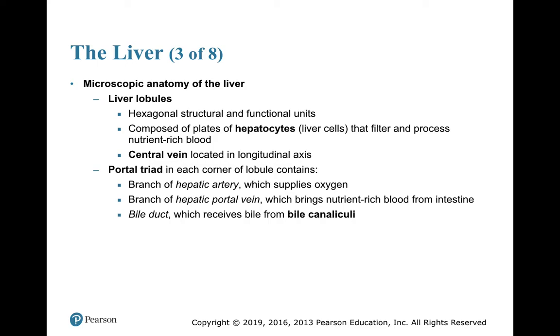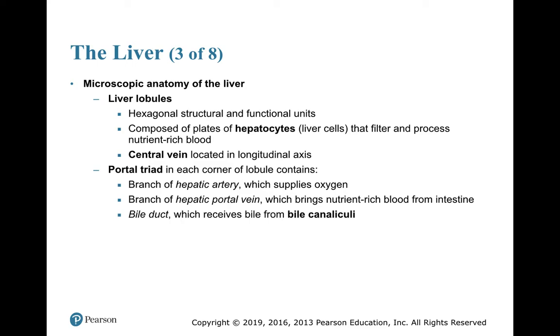Microscopically, there are lobules in the liver. These are hexagonal structures, and they are the functional units of the liver. They're composed of plates of hepatocytes, or liver cells, that filter and process the nutrient-rich blood that comes through them. There is a central vein located in the longitudinal axis, and there is what is known as a portal triad in each corner of the lobule.